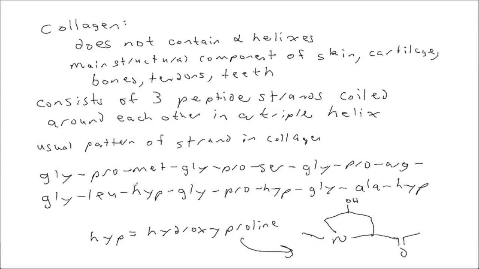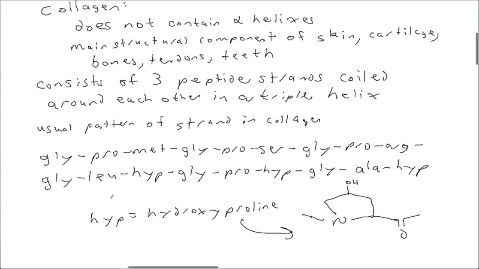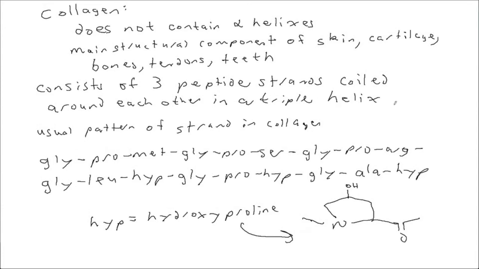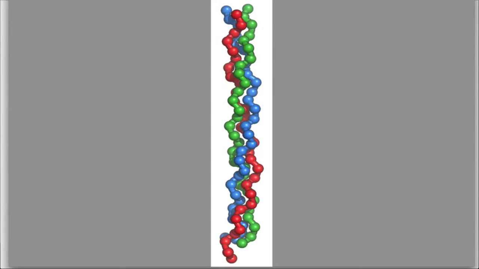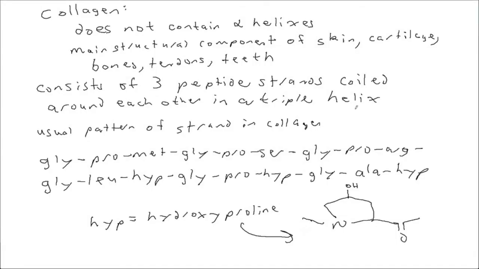Okay, so that's about all the time that we have. We'll have to finish up with this in a future session. But the basic thing to know here is that every third amino acid is glycine, and that many of the other amino acids are proline or hydroxyproline. What's hydroxyproline? Hydroxyproline is just proline with an extra hydroxy group on it. I wanted to write down or draw that structure.